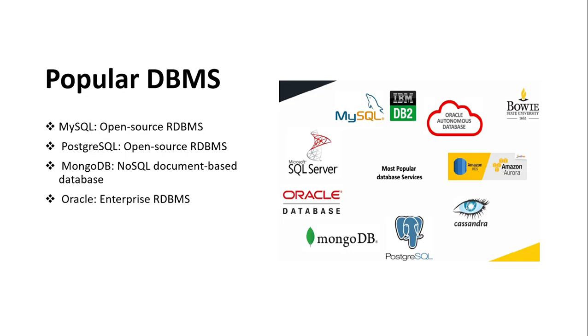So we have popular database management systems. Number one is the MySQL database system. It's an open source relational database management system. We have PostgreSQL. It's an open source relational database management system. We have MongoDB, a non-SQL document-based database, and we have Oracle, an enterprise relational database management system.